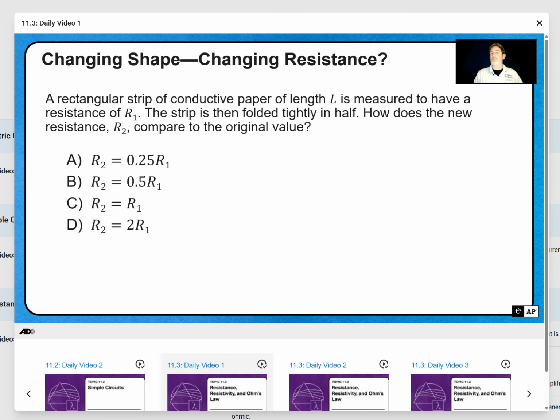A rectangular strip of conductive paper of length L is measured to have a resistance of R1. The strip is then folded tightly in half. How does the new resistance R2 compare to the original value? Go ahead, pause your video, try to figure this one out on your own, and then unpause.